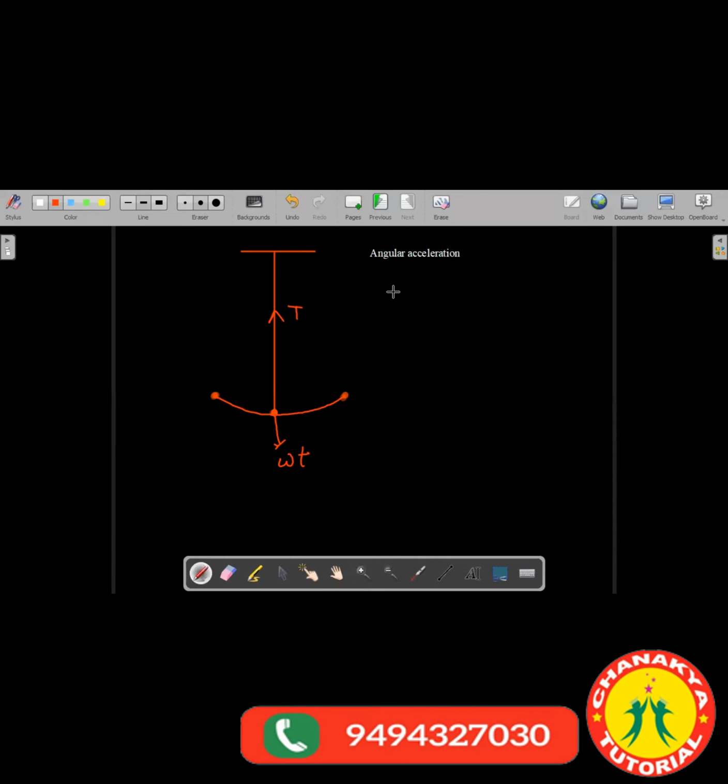As we know, angular velocity is given by omega. Angular acceleration means how fast the angular velocity changes. Angular acceleration is denoted by the symbol alpha, and we write it as d omega by dt, meaning how fast the angular velocity changes with respect to time. We call it angular acceleration.